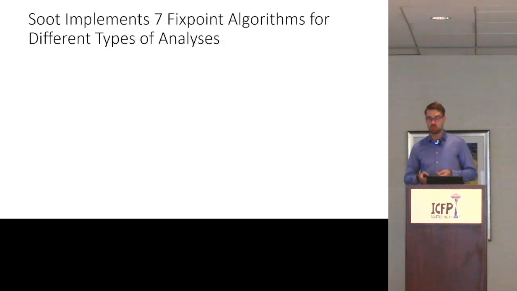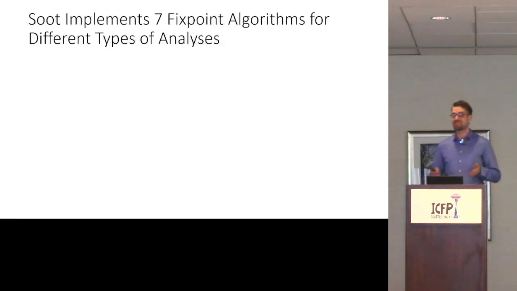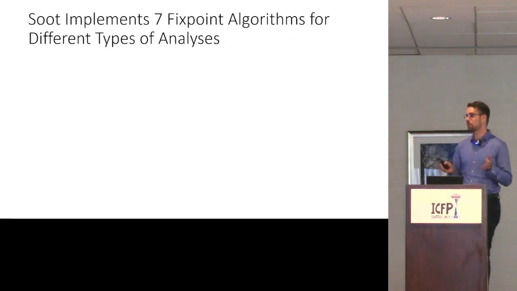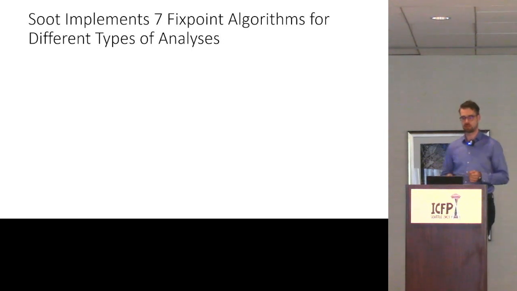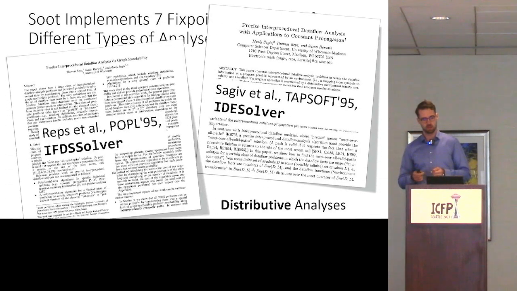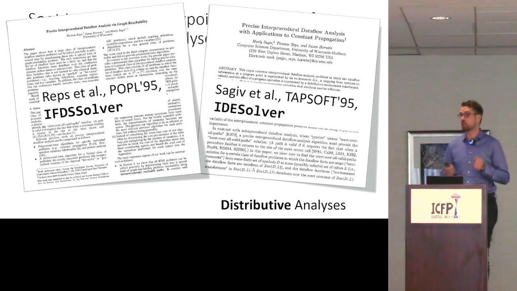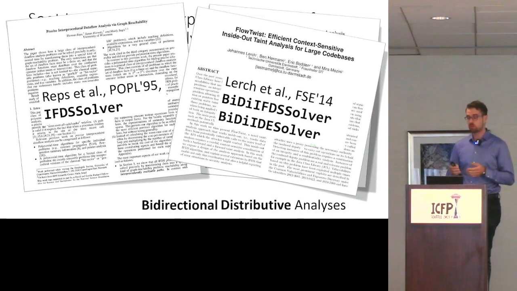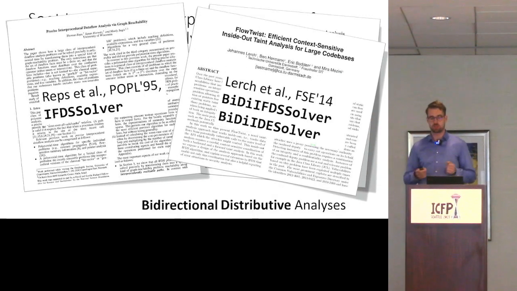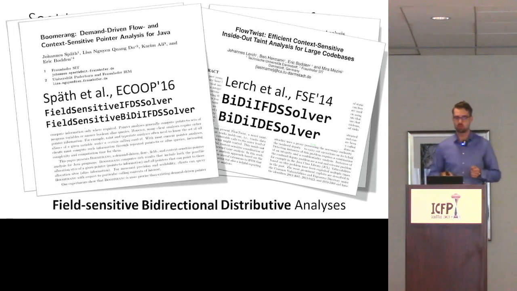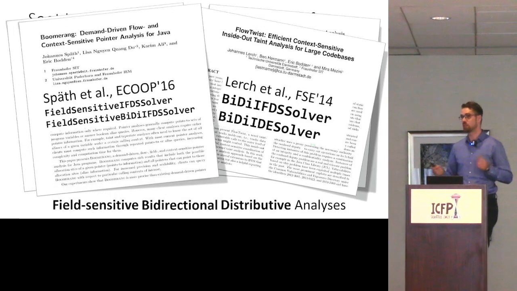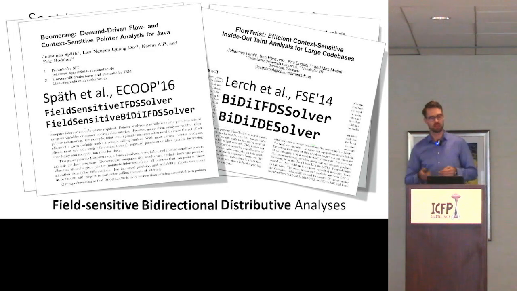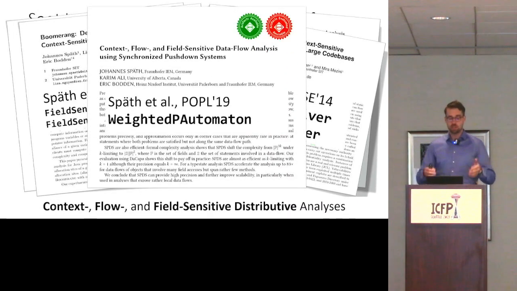For example, the Soot analysis framework implements 7 different fixed point algorithms for different types of analyses. 2 algorithms for distributive analyses. 2 algorithms for bidirectional distributive analyses. 2 algorithms for field-sensitive bidirectional analyses. And 1 algorithm for context, flow and field-sensitive distributive analyses.